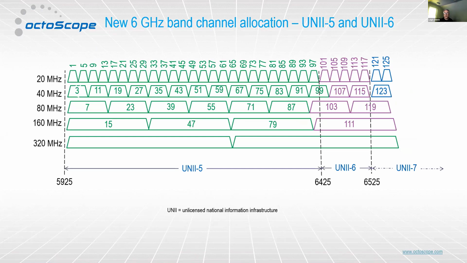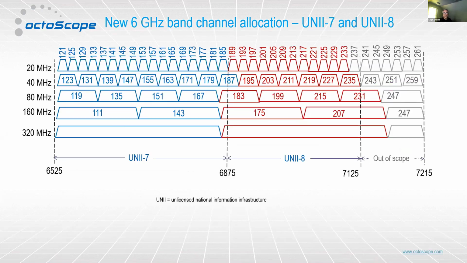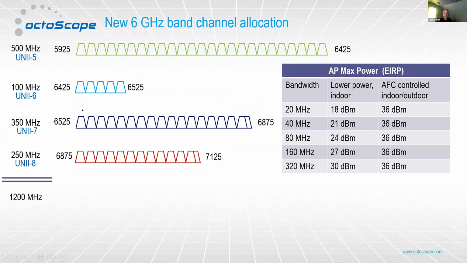You can see here that this is only Uni 5, Uni 6, and part of Uni 7. Then we have the rest of Uni 7, Uni 8. So it's a lot of spectrum. In fact, if you take Uni 5, 6, 7, and 8 and you add those up, you get a total of 1.2 gigahertz, 1,200 megahertz of spectrum. And the powers there look like what's shown in this table.